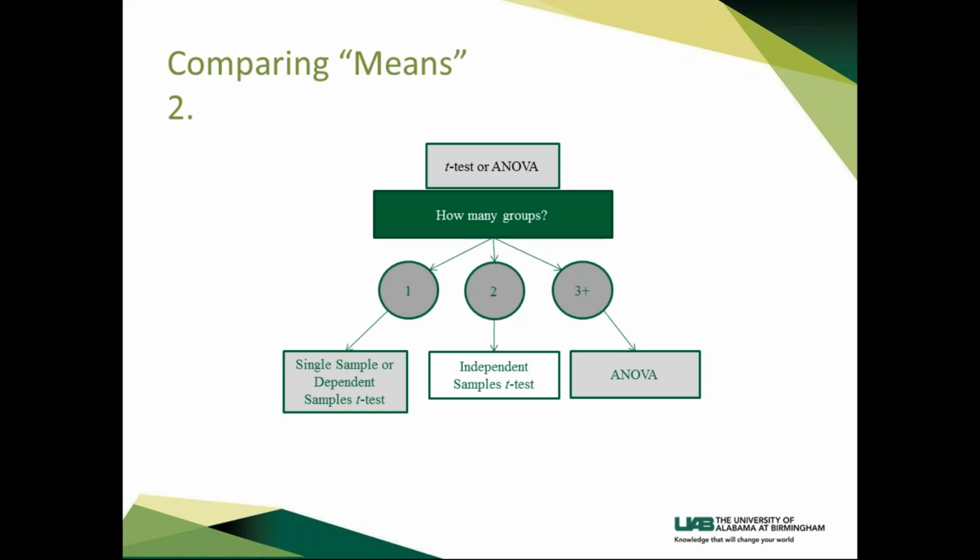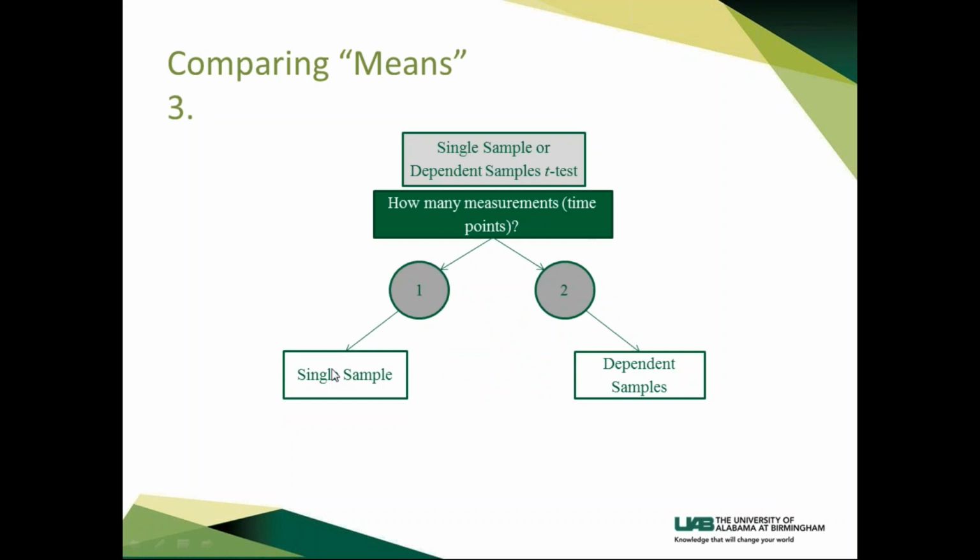But then, what if I have one group? Then that leads me down another path here. Let's follow that path. So if I have one independent variable and one group, my next question needs to be how many measurements, how many time points. If I have one measurement, that means I have one independent variable, one group, one single measurement. That's got to be a single samples t-test. Backing out, if I have one independent variable, one group, but that one group gave me two measurements or two time points, then I'm looking at a paired samples or a dependent samples t-test.